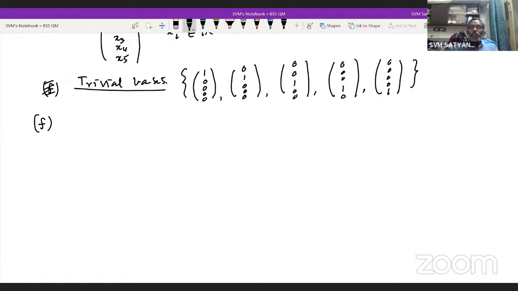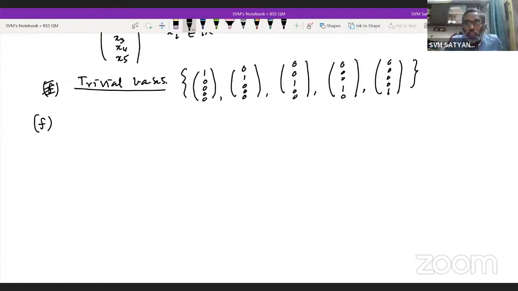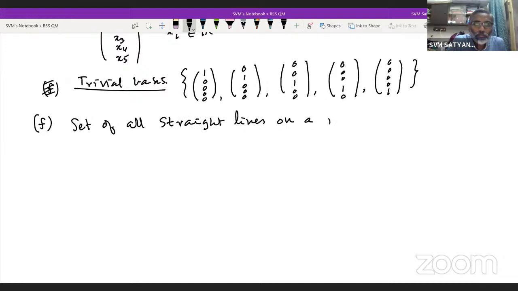Is that clear? Yes, sir. Yeah. So these functions are not such continuous functions. This is just like a map. From some set to another set, we can define a map and consider the set of all such maps. Okay, so now in this example, I'm going to consider the set of all straight lines on a plane.